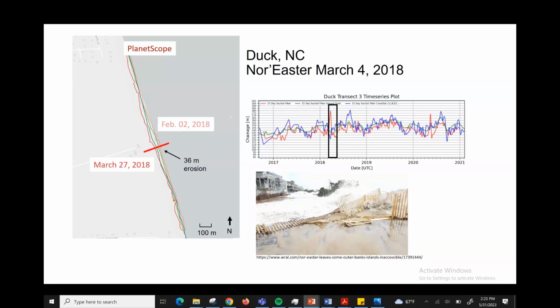And then when you zoom up to the north and the south, you can see that those shorelines do converge. So it does capture the hotspot of erosion that happens on the property.